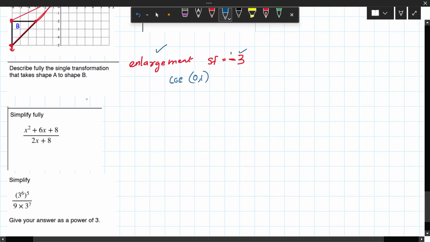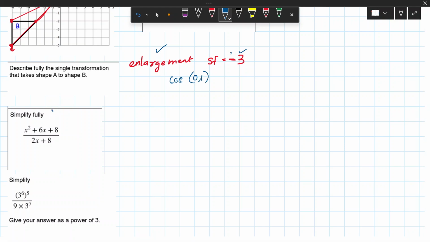Next one is simplify fully. Whenever you're doing an algebraic fraction question, and it's simplification, the only thing that you need to remember is we need factorization. So how do I factorize 2x + 8? Ask yourself, what could I put outside of a bracket? That's 2. Whatever you think you can put outside of the bracket, you would divide with too. So that will be 2 lots of (x + 4). So that's your denominator. Factorizing the numerator, that would be x² + 6x + 8.